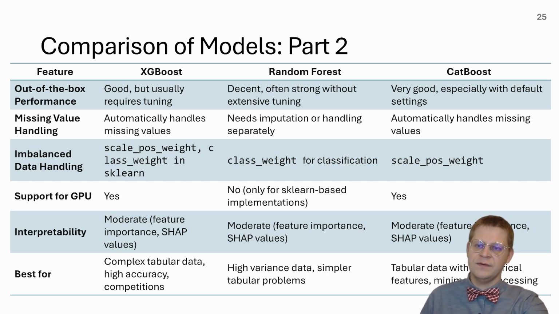And as for the conclusion for this table, XGBoost performs great in complex structured data scenarios where accuracy is the key. Random forest is the go-to model for robust performance, particularly with high variance data. And CatBoost is optimal for categorical heavy data, performing well with default settings and minimal preprocessing. And each model serves a specific purpose and excels under particular conditions. Knowing when and how to use these models can enhance your productivity.